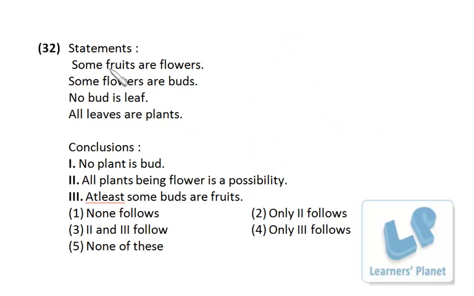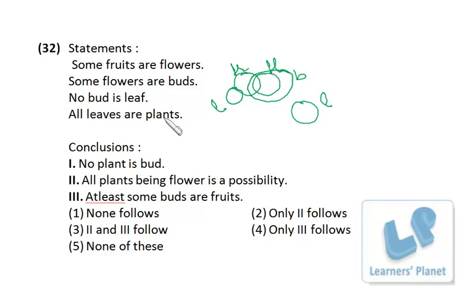Now, let's see this one. Some fruits are flowers. So this is a circle of fruit and flower. Some flowers are buds. So this is a possibility, and maybe this circle can overlap even the circle of fruits as well. No bud is leaf. We can have the circle of leaf. That is, there is no intersection between bud and leaf, but there is a possibility like this, right? Then all leaves are plants. So this is a possibility. Various other possibilities are there.